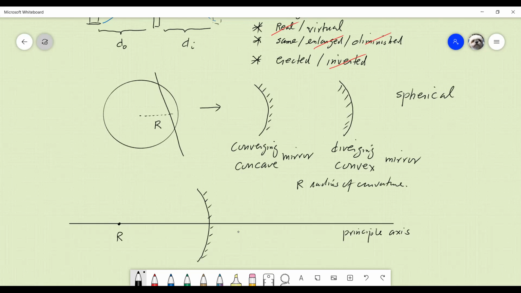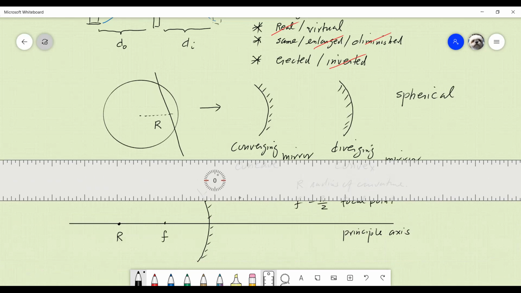Now, for the spherical mirror, if you bisect the radius of curvature, then you will get the focal point. So what's the relation between F and R? F is equal to R divided by 2. And we call it the focal point of the spherical mirror.